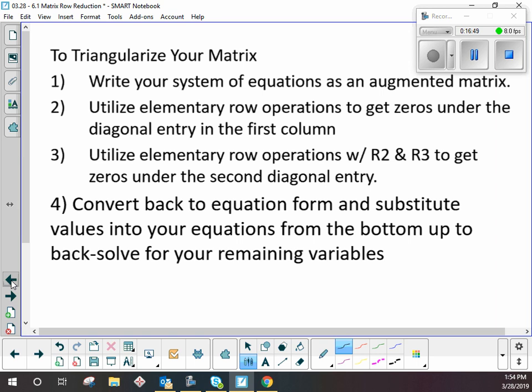Okay, perfect. So that's saying something very specific there. There's a particular order to getting your triangularization done. This says we want to get zeros under the diagonal entry in the first column. We need 3 altogether, but the first 2 we're focusing on is in the x column. Okay, and that's for a reason.